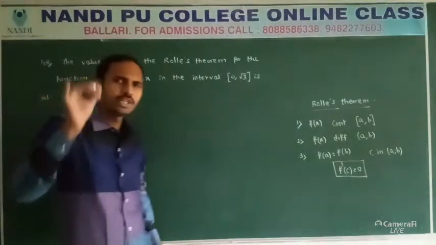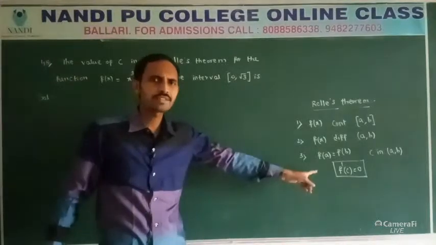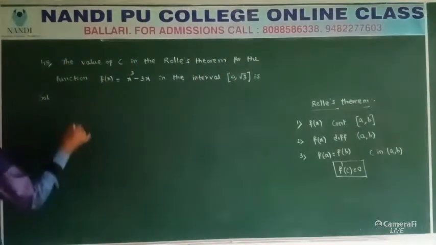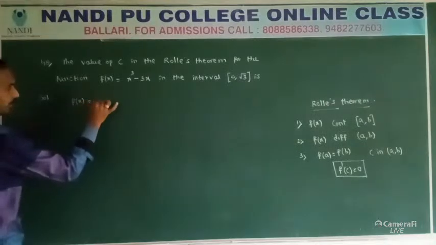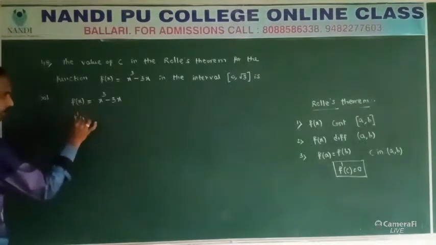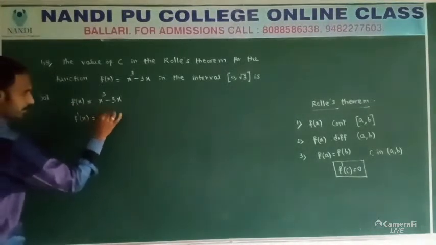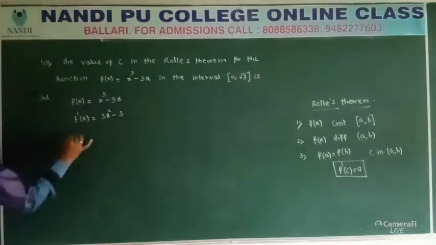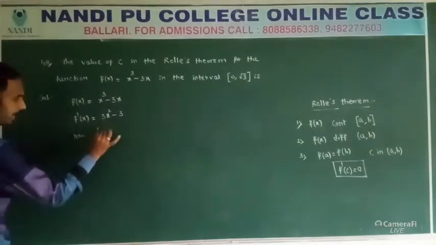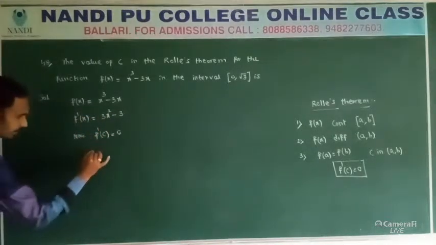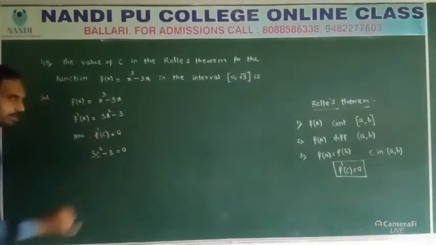To get the value of c in Rolle's theorem, which formula we can use? F dash of c equal to 0, differentiate, equate to 0. Okay, write the given function. So f of x is equal to x cubed minus 3x. Differentiate: f dash of x, x cubed derivative 3x square, minus 3x derivative is 3. Now to get the value of c, equate to 0. F dash of c is equal to 0. F dash x we know 3x square minus 3. Put x value c. So 3c square minus 3 is equal to 0.